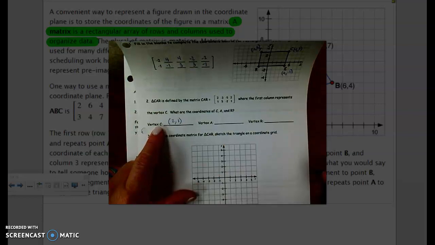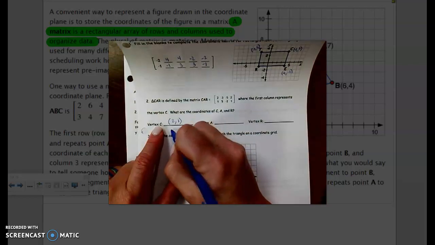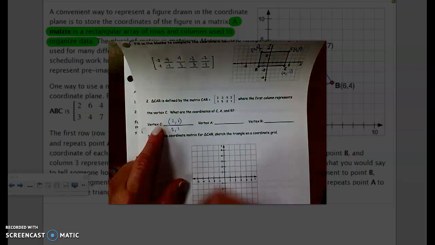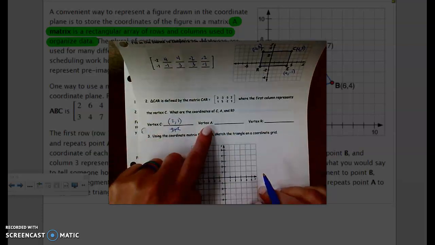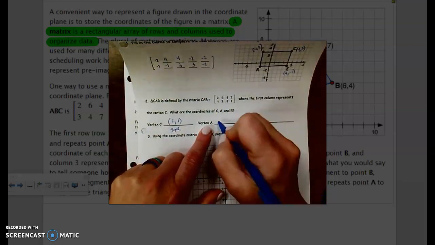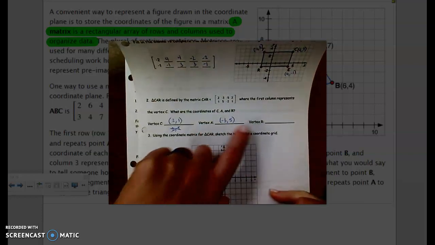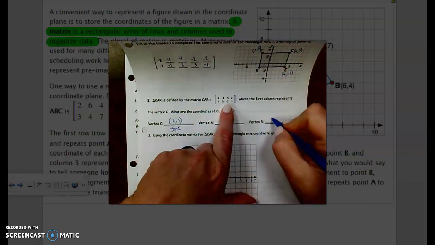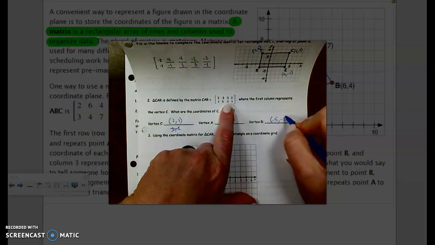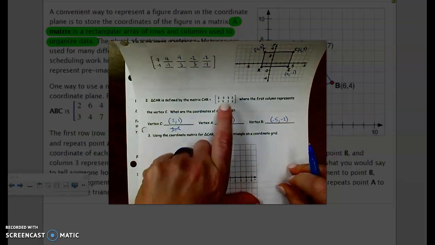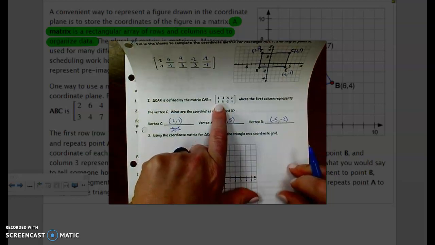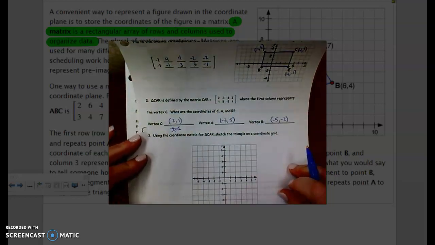Always remember the parentheses when you're saying it's a point. Otherwise, it just looks like a series of numbers if you just put 2, 1. So you always put ordered pairs in parentheses. Vertex A would be the next column, so its coordinates would be -3, 5, again in parentheses. And vertex R would be the third column, -5, -2. So remember that final column is just a repeat of vertex C closing up the triangle.